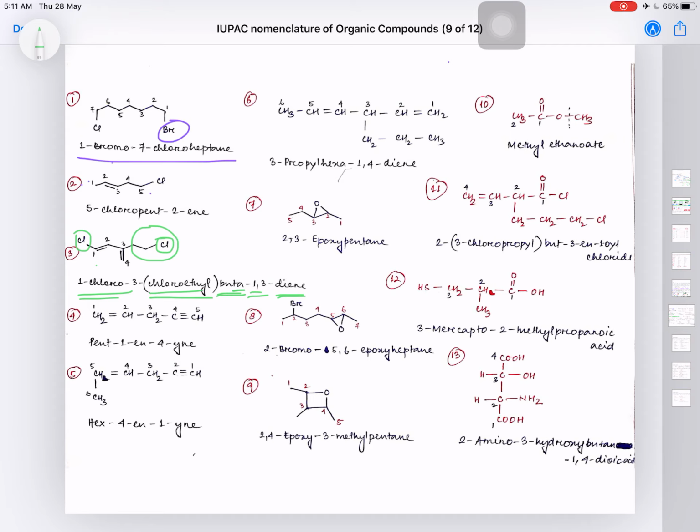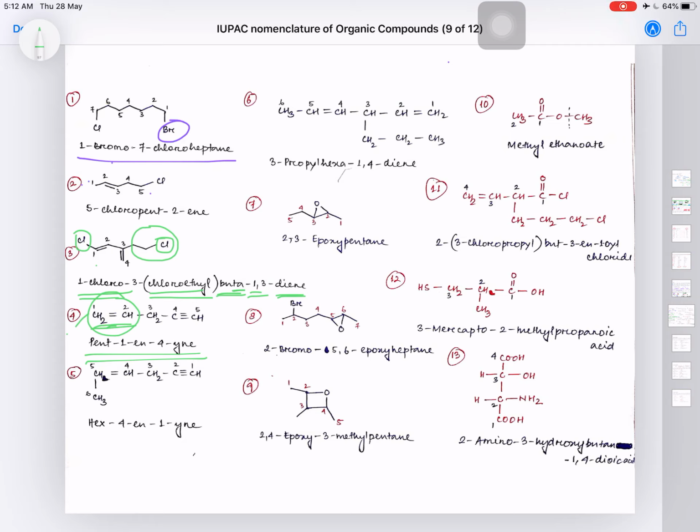Then the fourth example: you have a double bond and a triple bond. If you go from left to right, in the first position we get a double bond, and if you go from right to left, we get a triple bond in the first position. Both sides give you multiple bonds in the first position. In this case we have to choose the side which gives the double bond first, because double bonds get more preference compared to triple bonds if their position is the same. So this is the numbering: pent-1-en-4-yne.